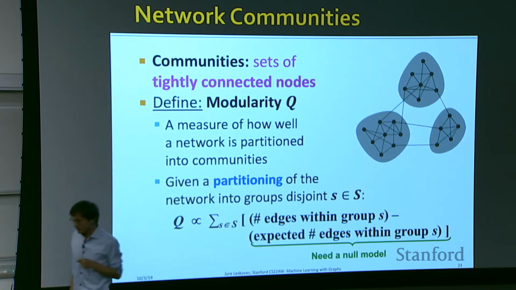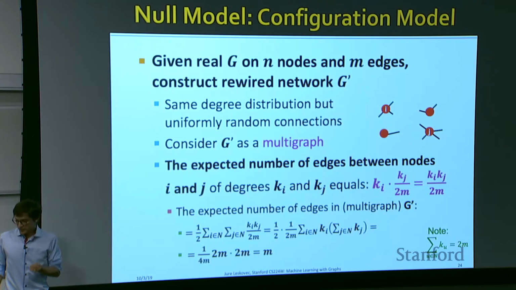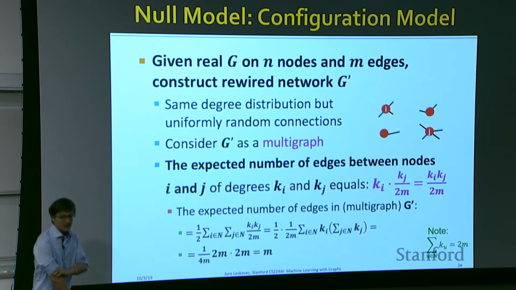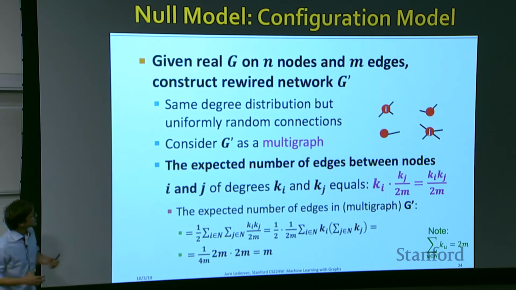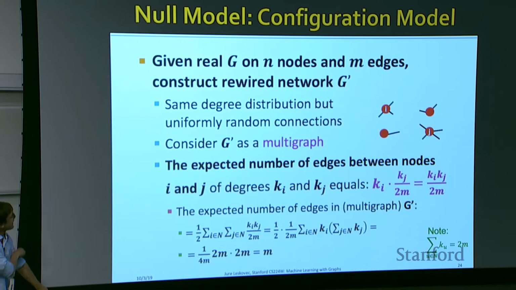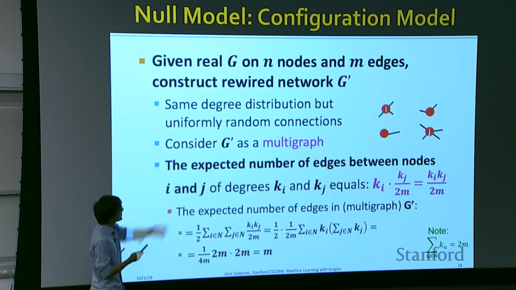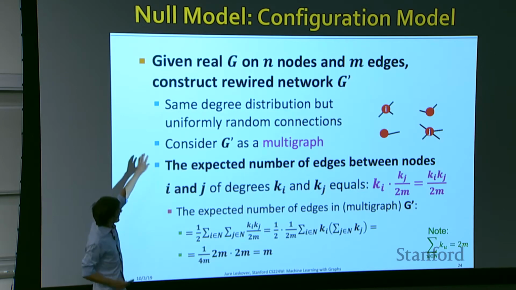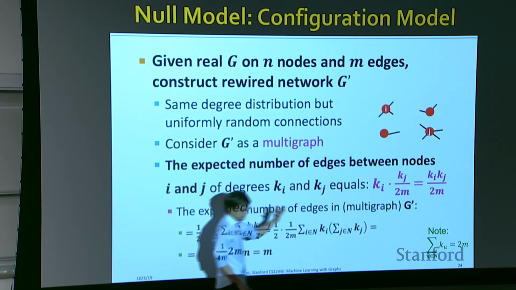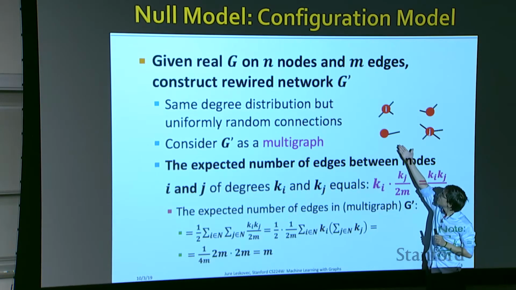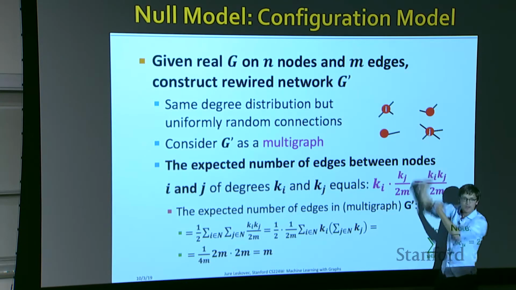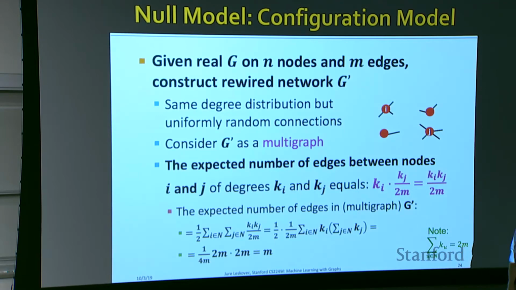The null model we'll define today is a version of the configuration model that I talked about last time when we talked about motifs. The idea here is that we can actually do this analytically. So imagine we are given a real network G that has n nodes and m edges, and we would like to construct a rewired version G prime that has the same degree distribution, but where connections are made uniformly at random. You should remember, on Tuesday I showed you this thing where every node has a number of spokes, that is its degree, and I want to randomly connect these spokes. That was my answer on Tuesday.